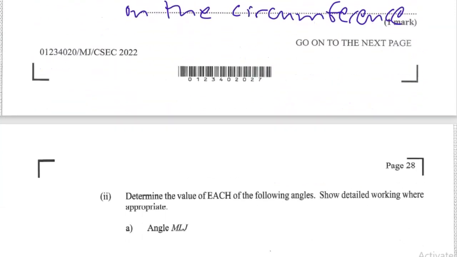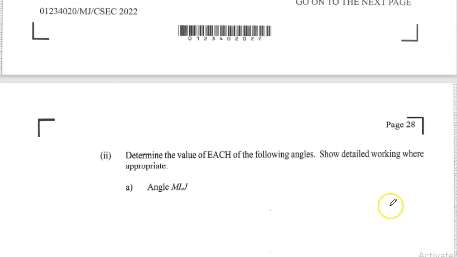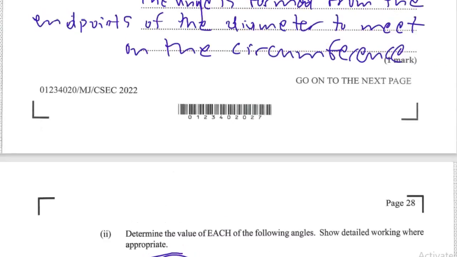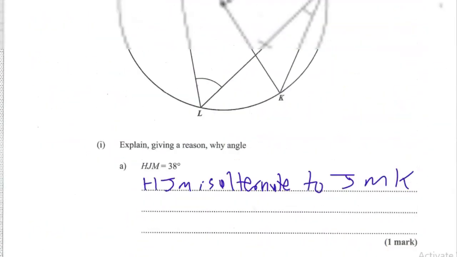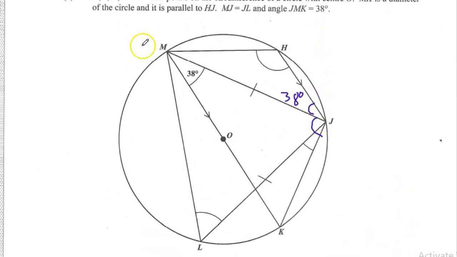Next, determine the value of each of the following angles now. So they give us some and they ask us to work out some ourselves. Angle MLJ, let's go back up to the diagram. MLJ is the angle we want. Let me put it here, just to remind myself. Alright, let's work it out now.